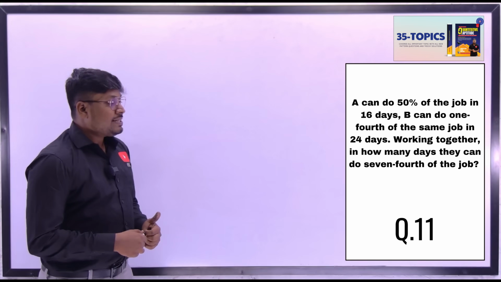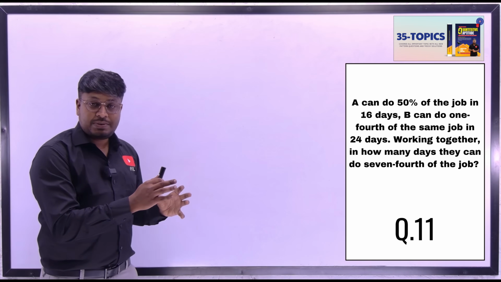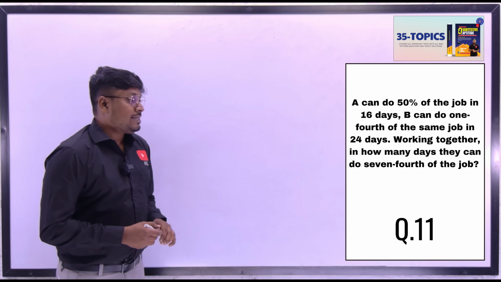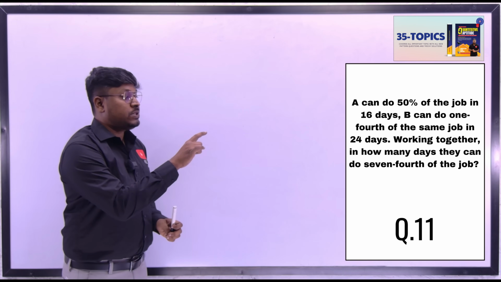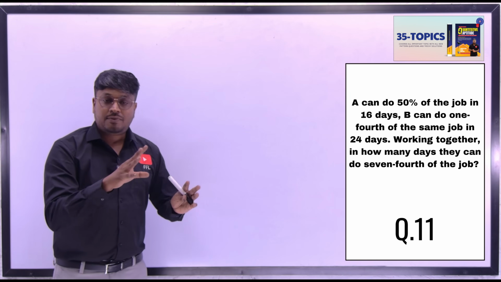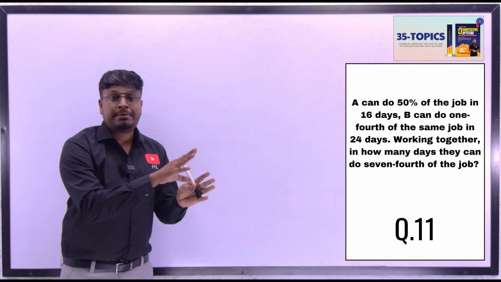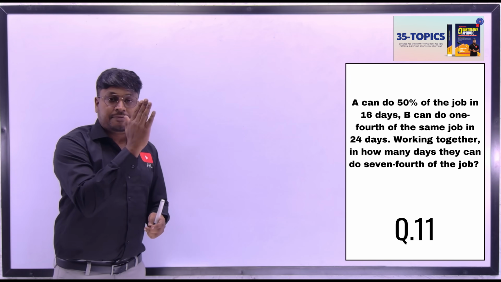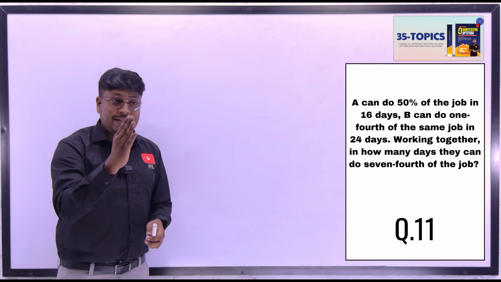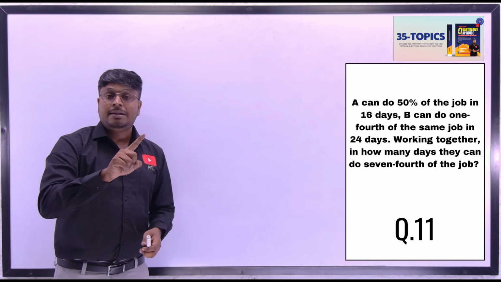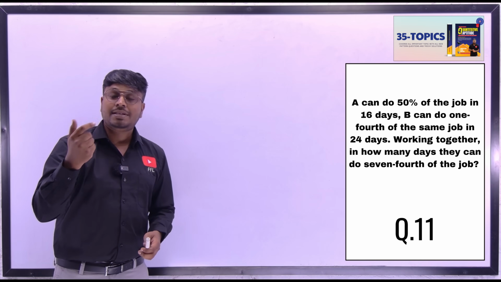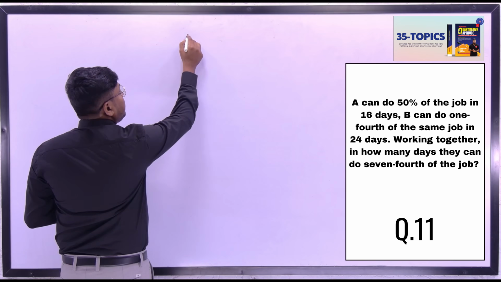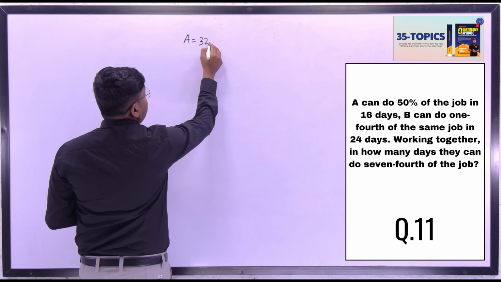Okay, so interesting question. Here some values are in fractions. First, A can do 50% of the job in 16 days. I have told you how to convert this 50% into 100%. Do it as a mind calculation. If A can do 50% in 16 days, then 100% will take double the time, which is 32 days. So A will be completing the piece of work in 32 days.